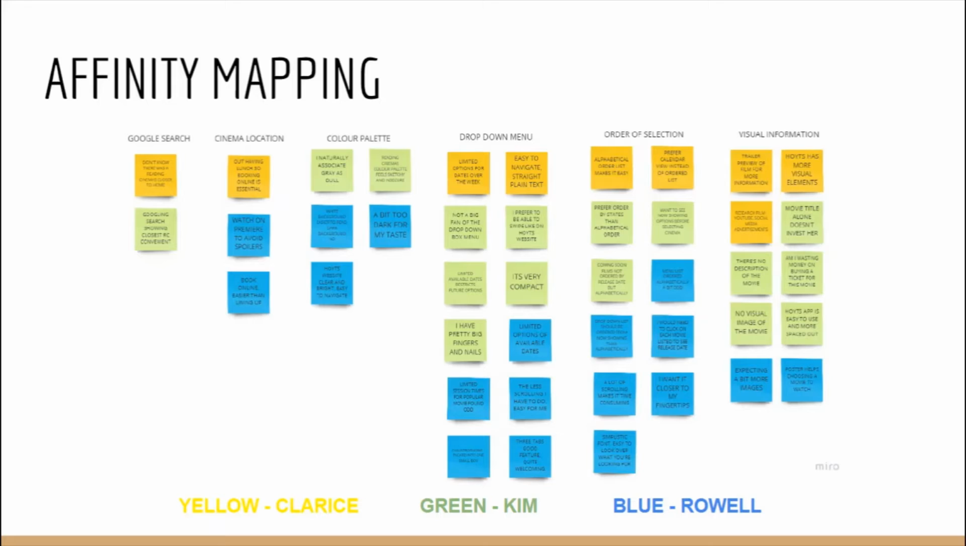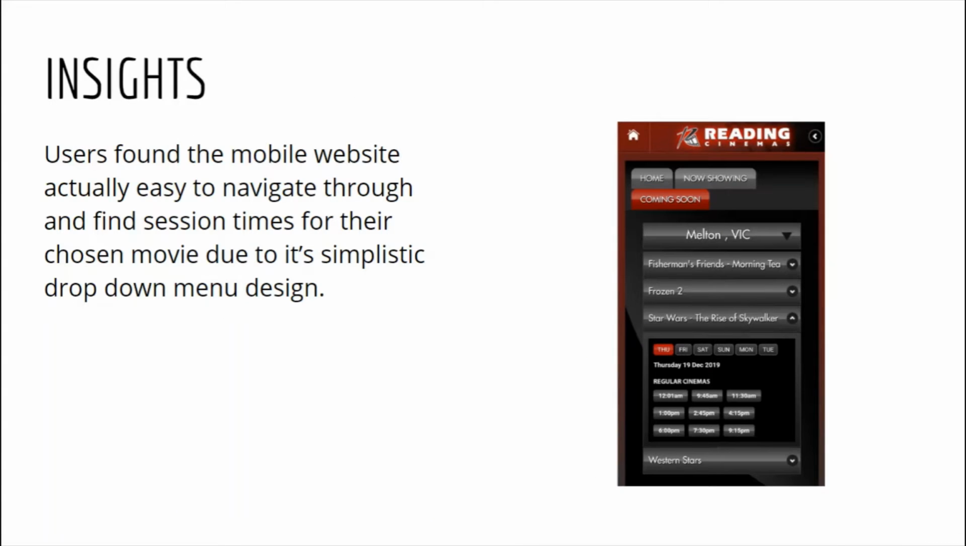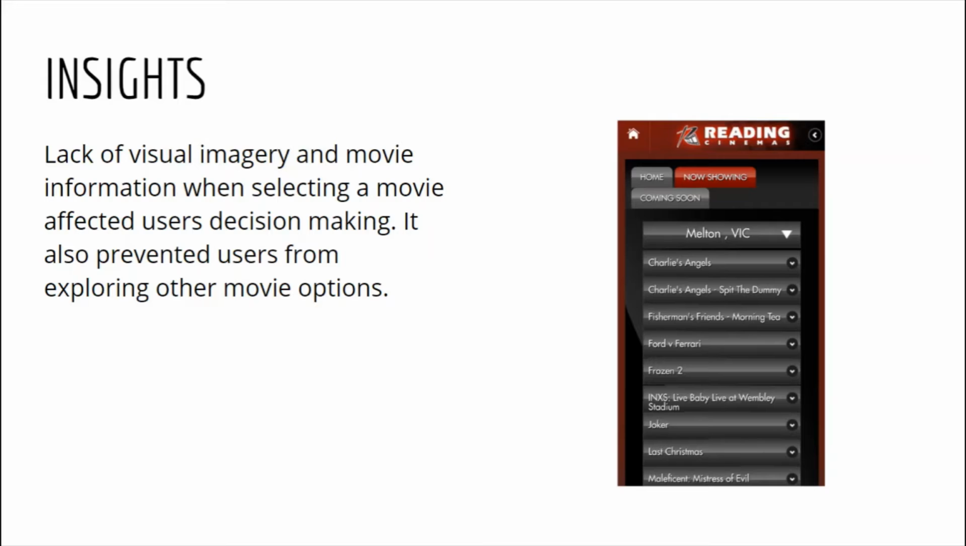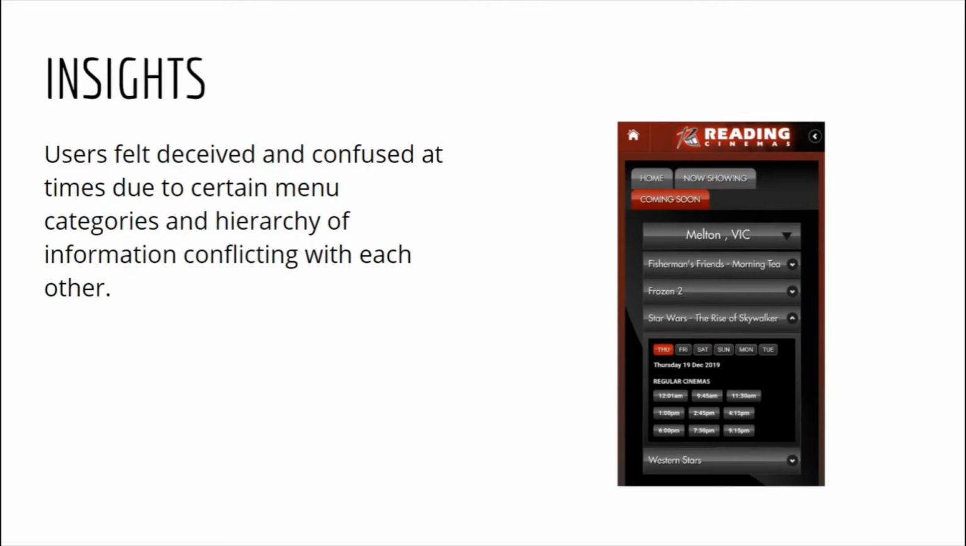Affinity map created from the notes I've taken from the user interview. The top 3 insights gathered: number 1, users found the mobile website actually easy to navigate and find session times for their chosen movie due to its simplistic drop-down menu design, as shown on the right. Number 2, lack of visual imagery and movie information when selecting a movie affected users' decision making. It also prevented users from exploring other movie options. As you can see, there is a lack of imagery in the screenshot.